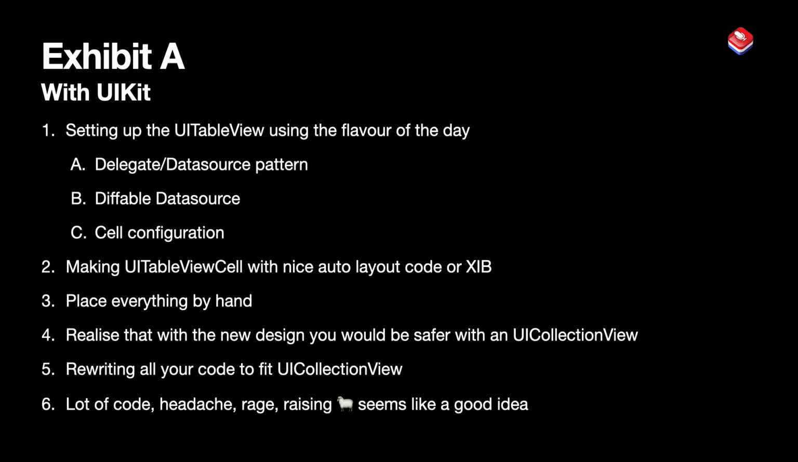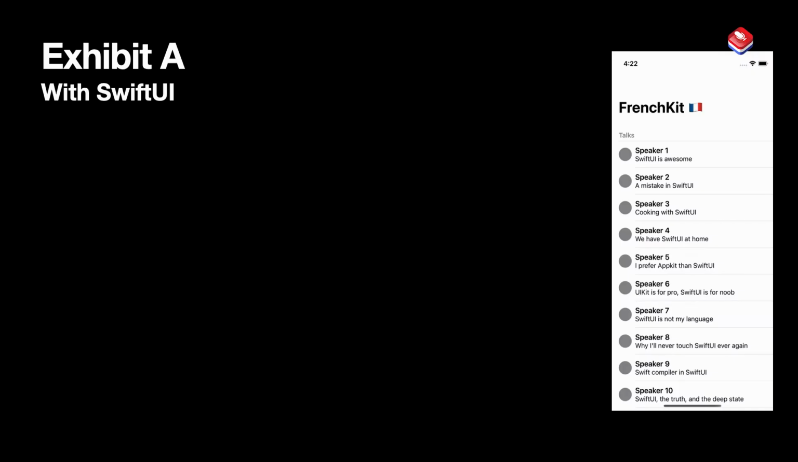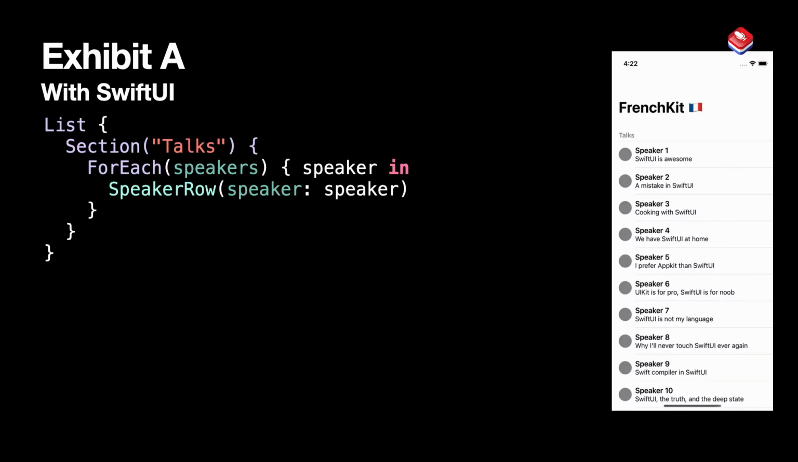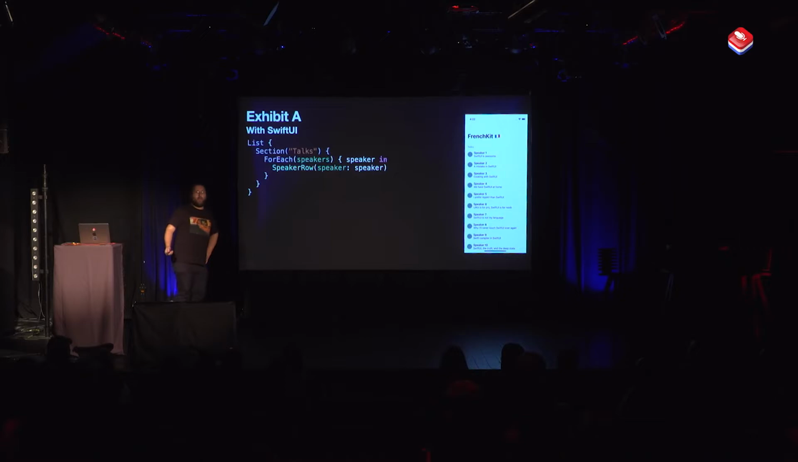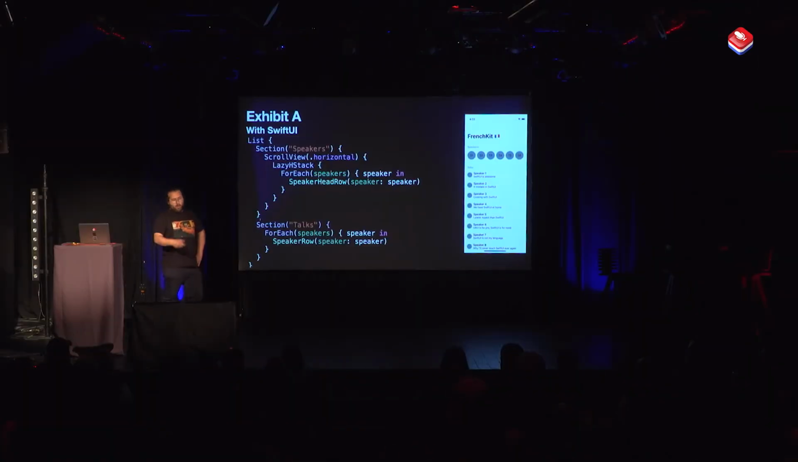And suddenly shipping somewhere else than in the iOS world sounds like a good idea. With SwiftUI, you can do this list in 5 lines. And if you want to add this new section on top, you do 5 more lines, and you're done. I left out the UI for the cell, but it's 3 more lines of code.